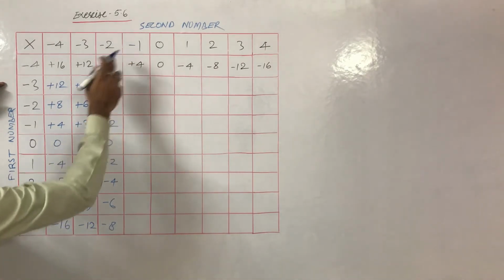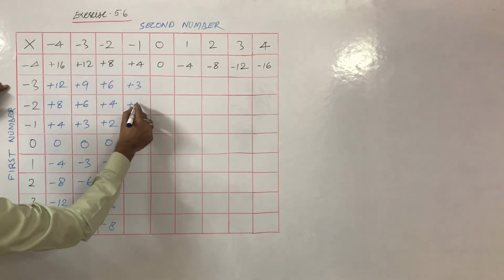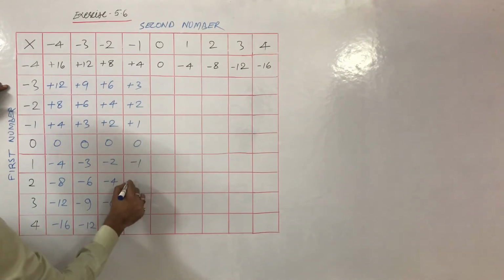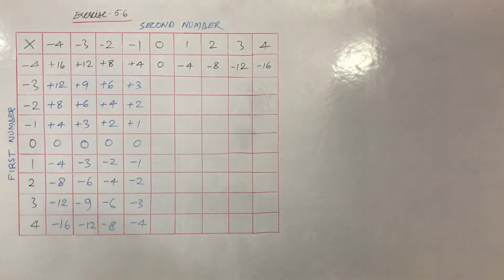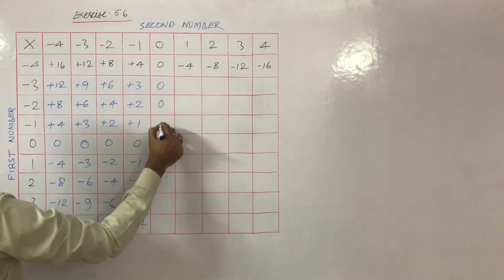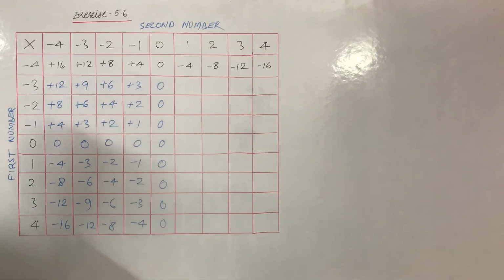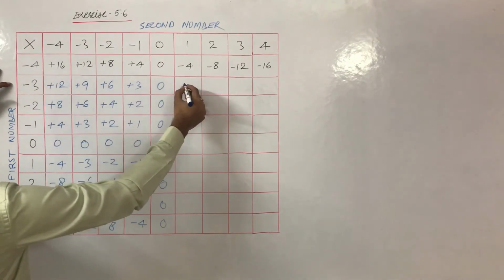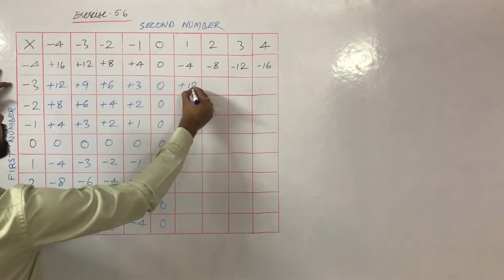Then for minus 1, minus 1 into minus 3 is plus 3, minus 1 into minus 2 is plus 2, then plus 1, 0, minus 1, minus 2, minus 3 and minus 4. Then for 0, 0 multiplied by any number, positive or negative, will get 0. So we'll write 0. Then minus 4 into minus 3, minus minus plus, and 4 threes are 12.